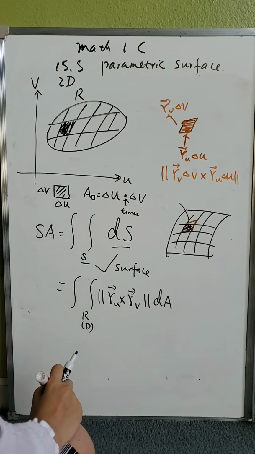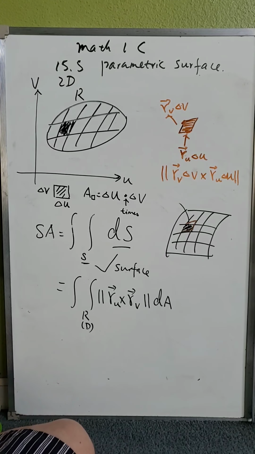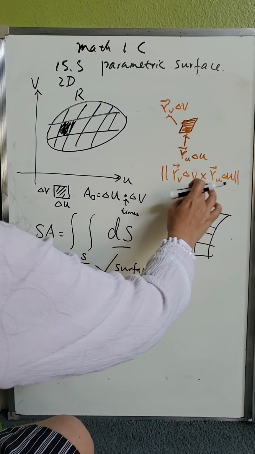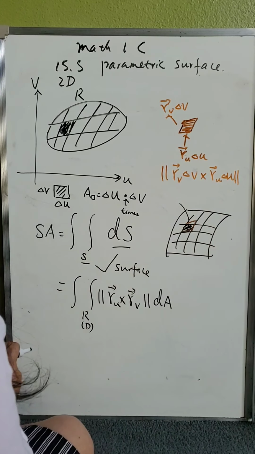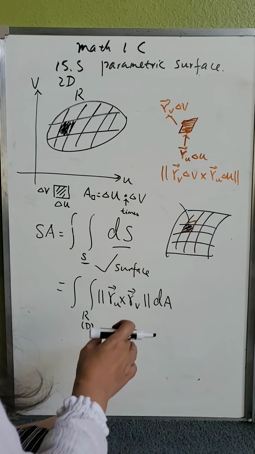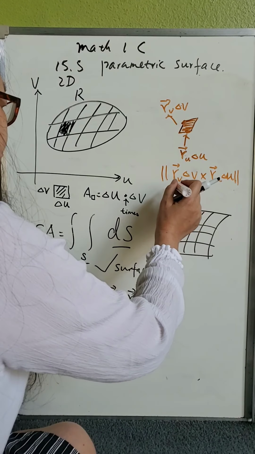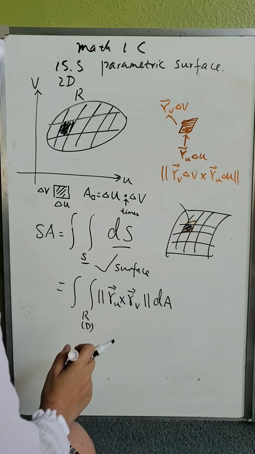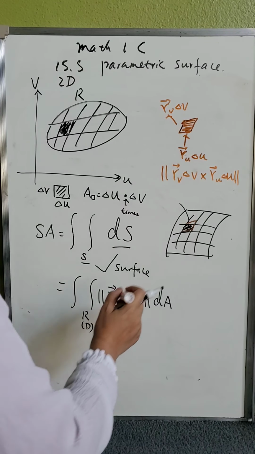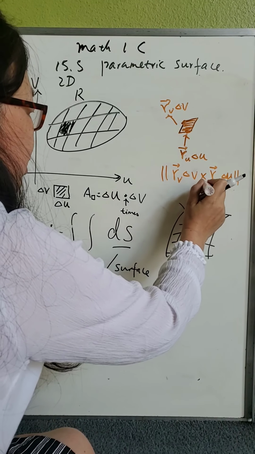Okay, and then that's when we factor out the delta V, delta U, and then it becomes dA. Okay, so that's when we get this cross product here. It's a cross product.